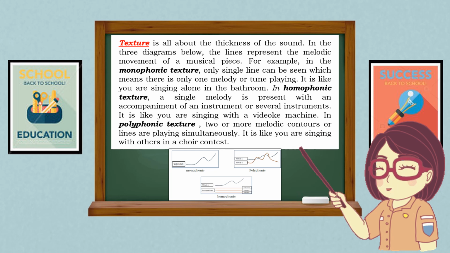In the three diagrams below, the lines represent the melodic movement of a musical piece. For example, in the monophonic texture, only a single line can be seen, which means there's only one melody or tune playing. It is like you are singing alone in the bathroom. In homophonic texture, a single melody is present with an accompaniment of an instrument or several instruments. It is like you are singing with a videoke machine. In polyphonic texture, two or more melodic contours or lines are playing simultaneously. It is like you are singing with others in a choir contest.